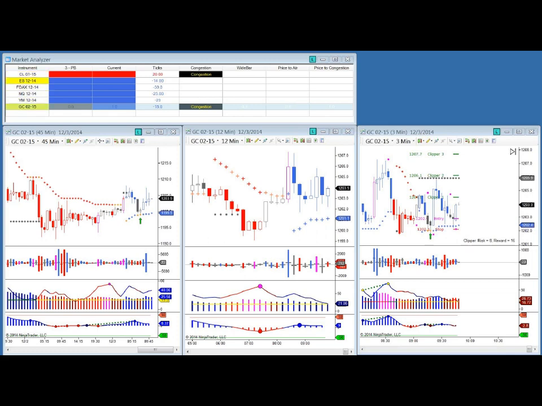Yeah, during your first Clipper levels at 1204.5. It's got to go up another 5 ticks.